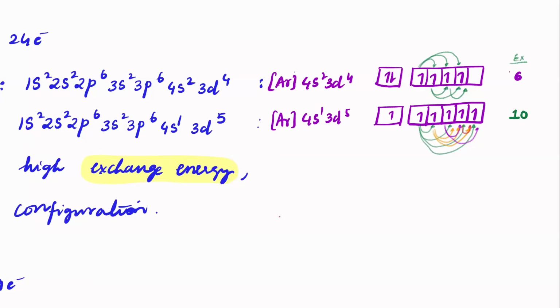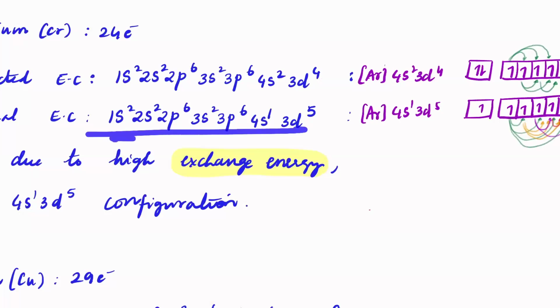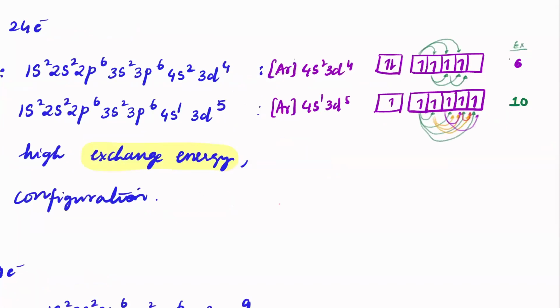Correct? Now see the importance of what has happened. Earlier, in the expected ground configuration, we had 6 exchanges possible. But now, if I take this type of electronic configuration where the Aufbau rule is violated, then I'm actually getting 10 different exchanges. Now hear it out. If you have more exchanges, the molecule or the compound or the atom will remain more stable. It will always remain more stable.